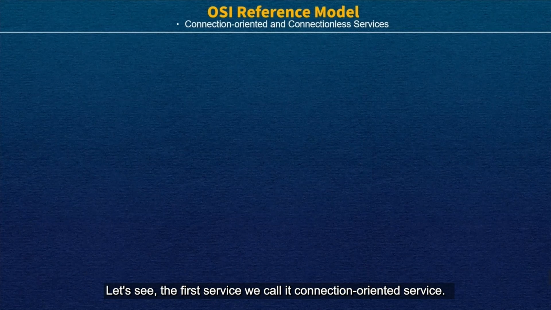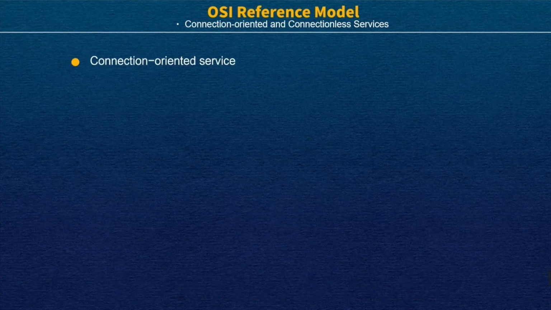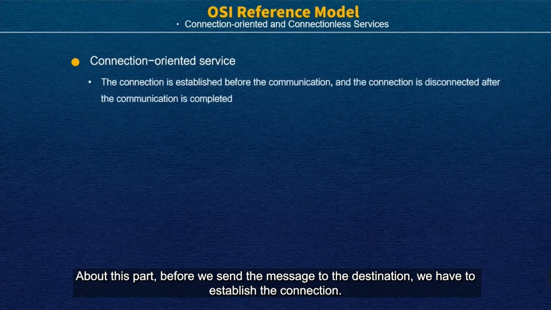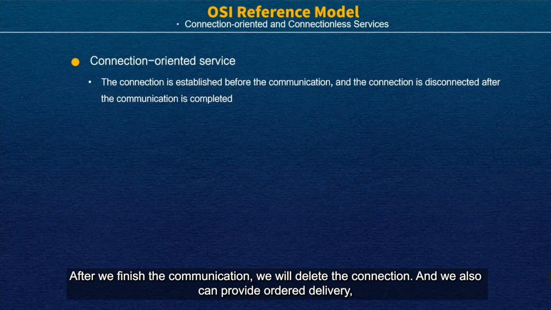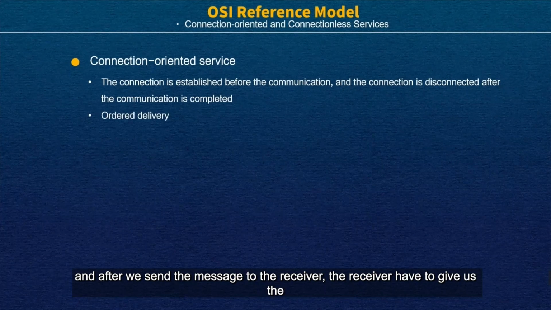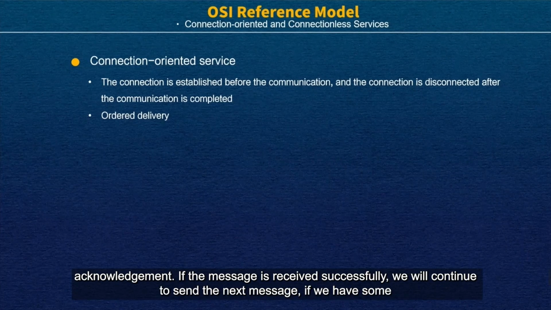Let's say the first service is called the connection-oriented service. In this part, before we send the message to the destination, we have to establish the connection. After we finish the communication, we will delete the connection. We can also provide ordered delivery. After we send the message, the receiver has to give us an acknowledgement. If the message is okay, we will continue to send the next message.